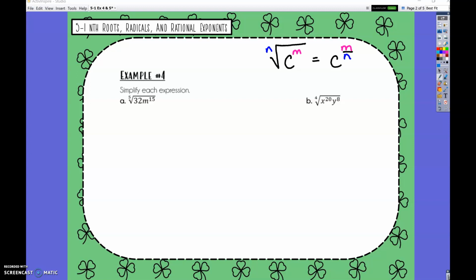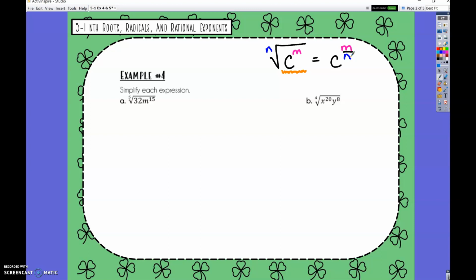In Lesson 5.1, Example 4, we're going to be using the idea that you've already learned where if you have any radicand, remember that's the piece under the root bracket there, any radicand to a power, and you're taking an nth root of it, our index is n, it can be rewritten as your radicand to the m power over the nth root. You use your index at the bottom here.